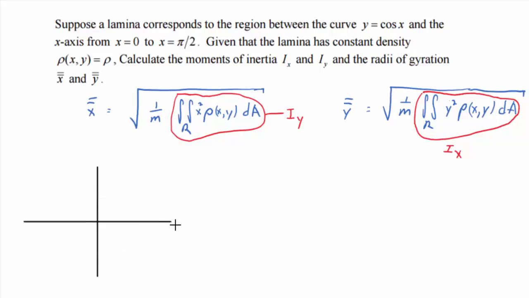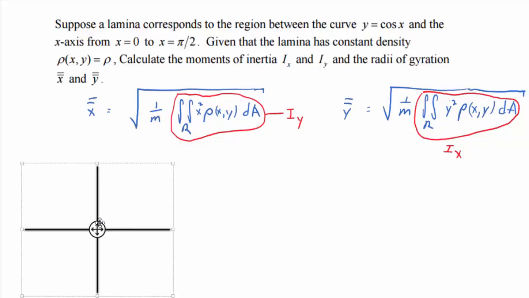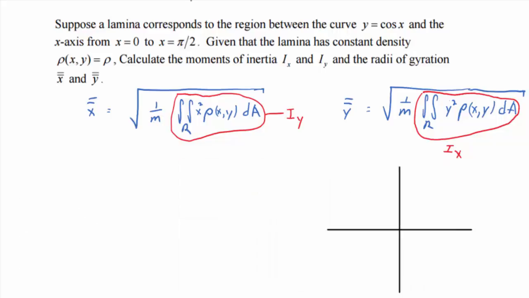Draw our picture, as we always do. If this hash mark here represents x equals pi halves, so this is the x-axis, this is the y-axis, and this is 1, then between 0 and pi halves, the cosine function looks like that.